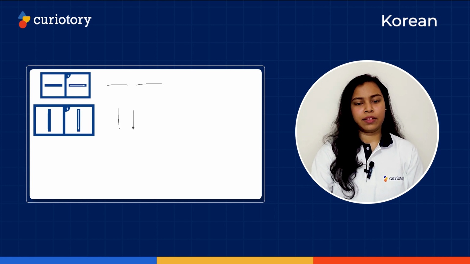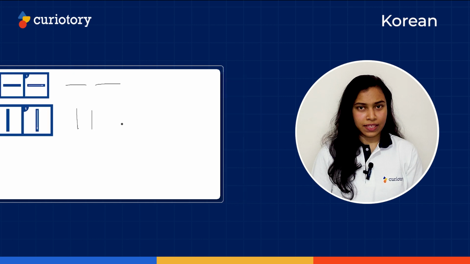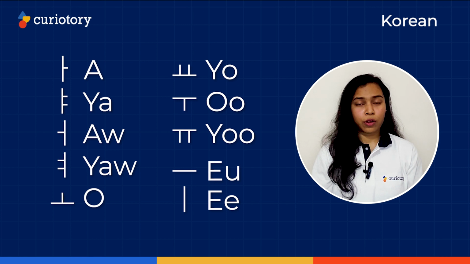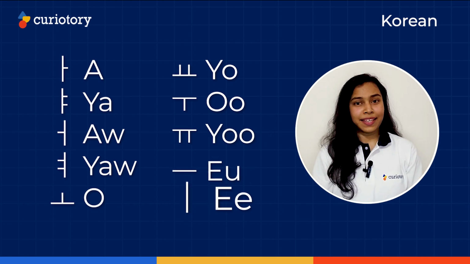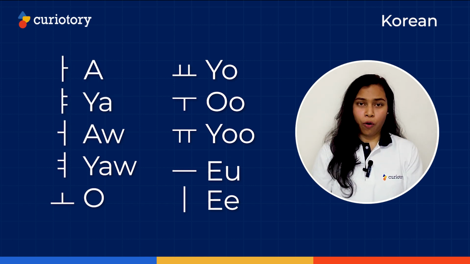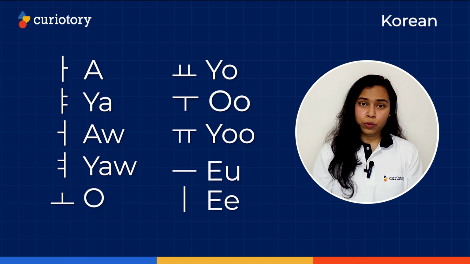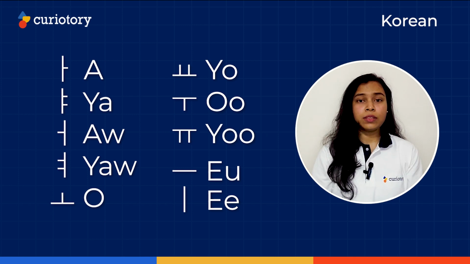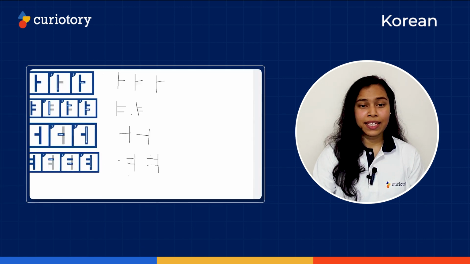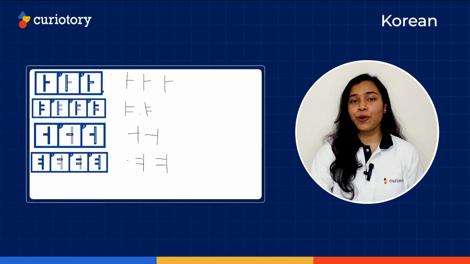For E, you need to write just one line. And that's done. A, ya, o, yo, o, yo, u, you, u, E. Let's revise it again. A, ya, o, yo, o, yo, u, you, u, E.